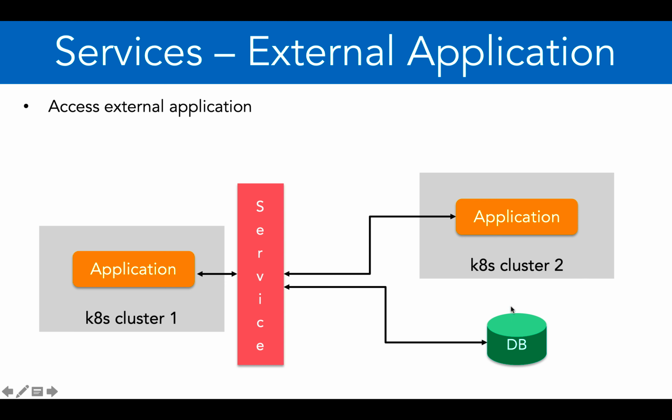Think of it this way. Let's say there is a database which you have created on-prem, and for some reason the IP address of that database changes. If you put that directly in the application, you have to go ahead and redeploy the application from scratch. So another way to avoid that is creating a service which will be used to connect to this external application. Now, the way we create services for external applications is a little different.